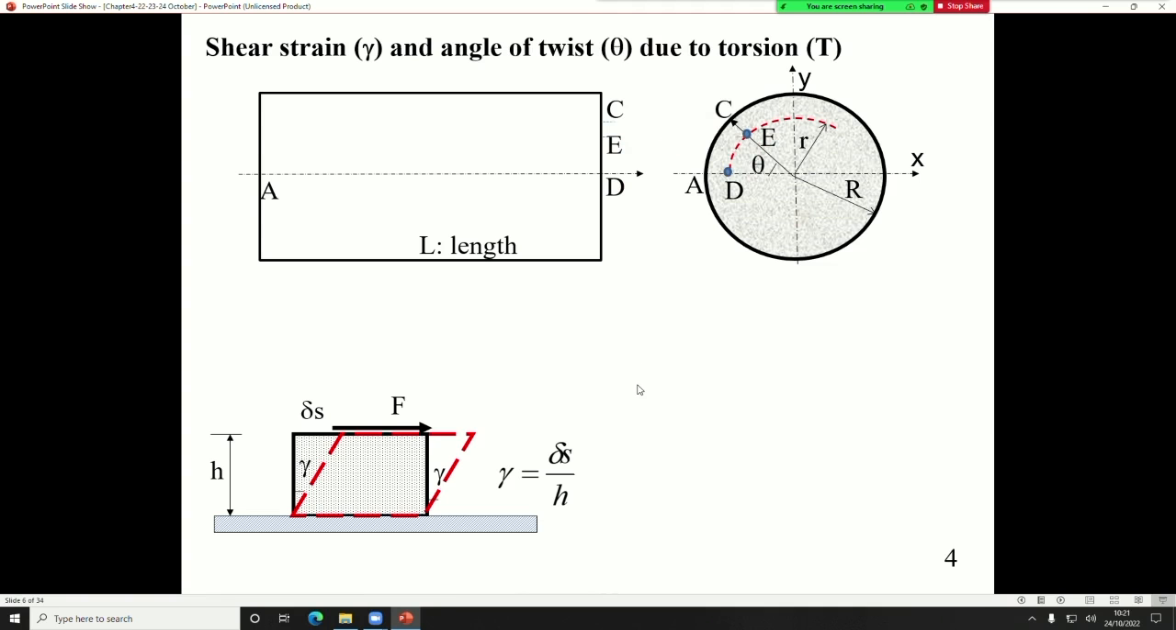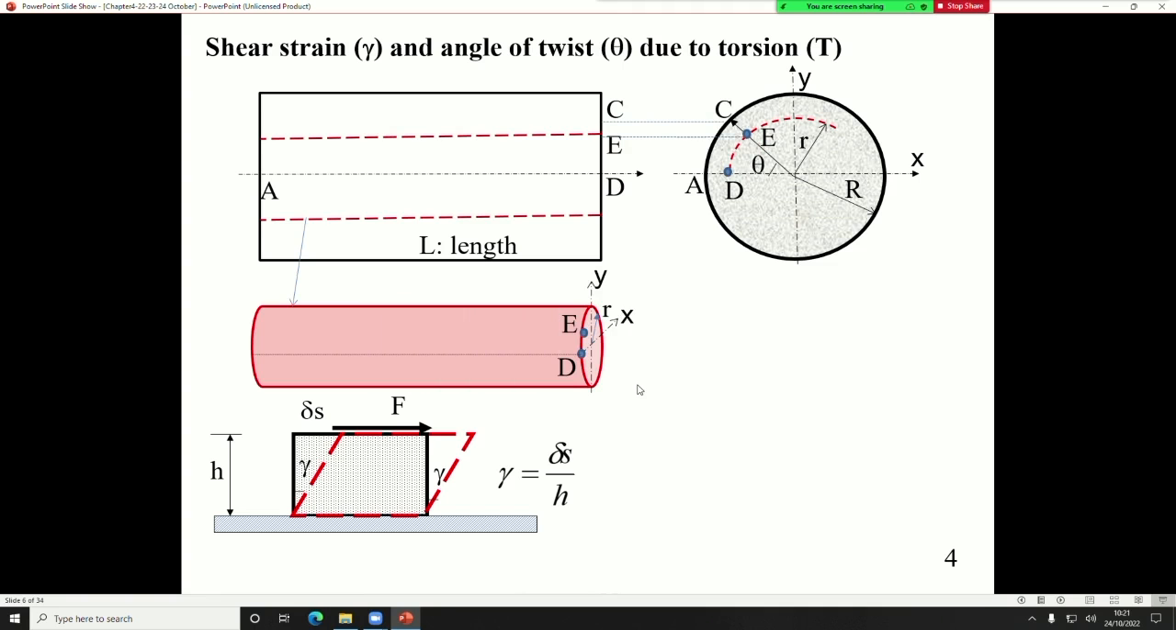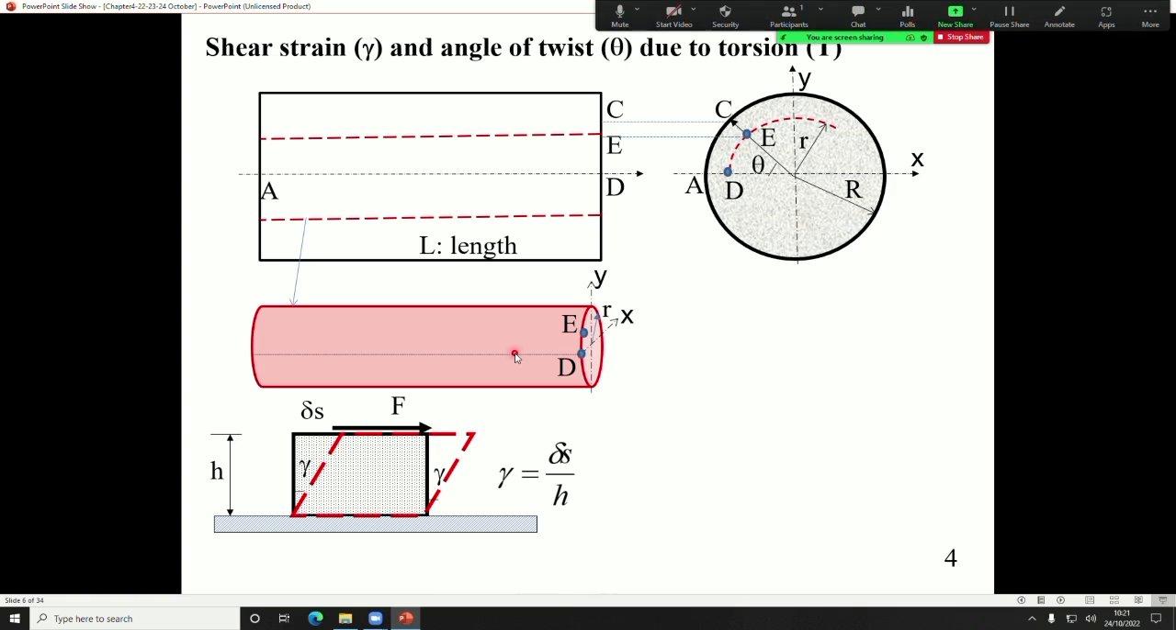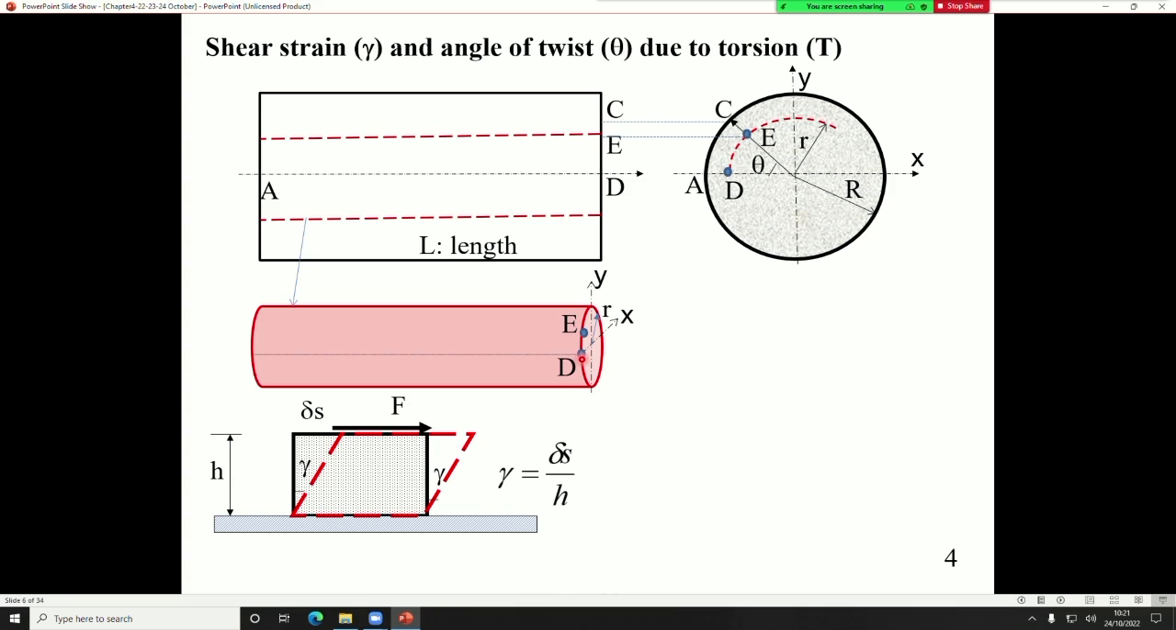Now say this fiber is located on a cylinder within the big cylinder. I would like you to imagine we have a cylinder, the red one, which is inside the big cylinder. And that fiber D is located on the surface of this red one, which is within the big one. That is the red one, which is what you see as the dashed line. And point D, located on the surface of this red one, moves to a new position such as E.